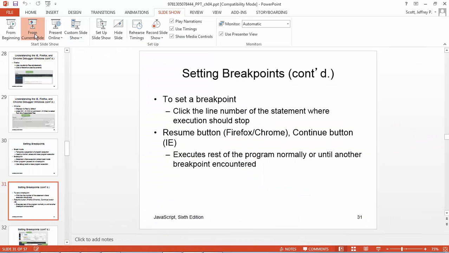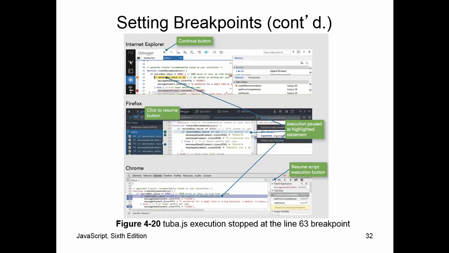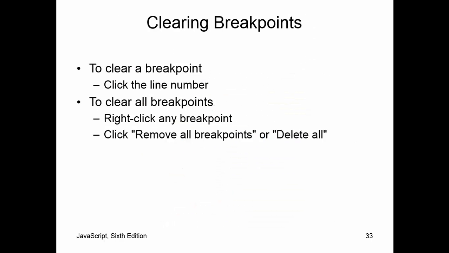All right? Everyone debugs in a different way. So here's some breakpoints being set. Again, to clear it, just click right on where you just set it. If you want to clear all of them, as it says, you can right-click any breakpoint. And then there'll be a thing that comes up that says remove all breakpoints.